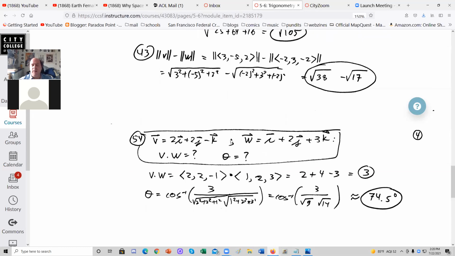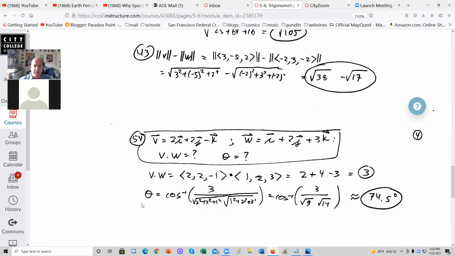Here we have two vectors. V is 2 by 2 by negative 1, like here. W is 1 by 2 by 3, like here. What is their dot product and what is the angle between them? Okay, the dot product, 2 by 2 by negative 1, dot 1 by 2 by 3. Well, 2 times 1 is 2. 2 times 2 is 4. Negative 1 times 3 is negative 3. 2 plus 4 minus 3 is 3. Dot product of 3.